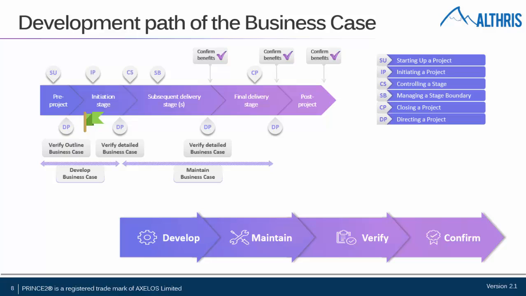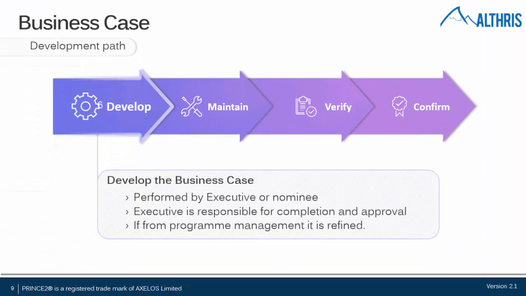Okay, so I'm going to go through develop, maintain, verify, and confirm the business case. Okay, so development. That's performed by the executive or nominee. The executive is responsible for completing an approval. If from the program management, it might be refined. So although the executive is accountable for it, it will actually be the project manager, I would imagine, who will end up doing quite a lot of this in the early stages.